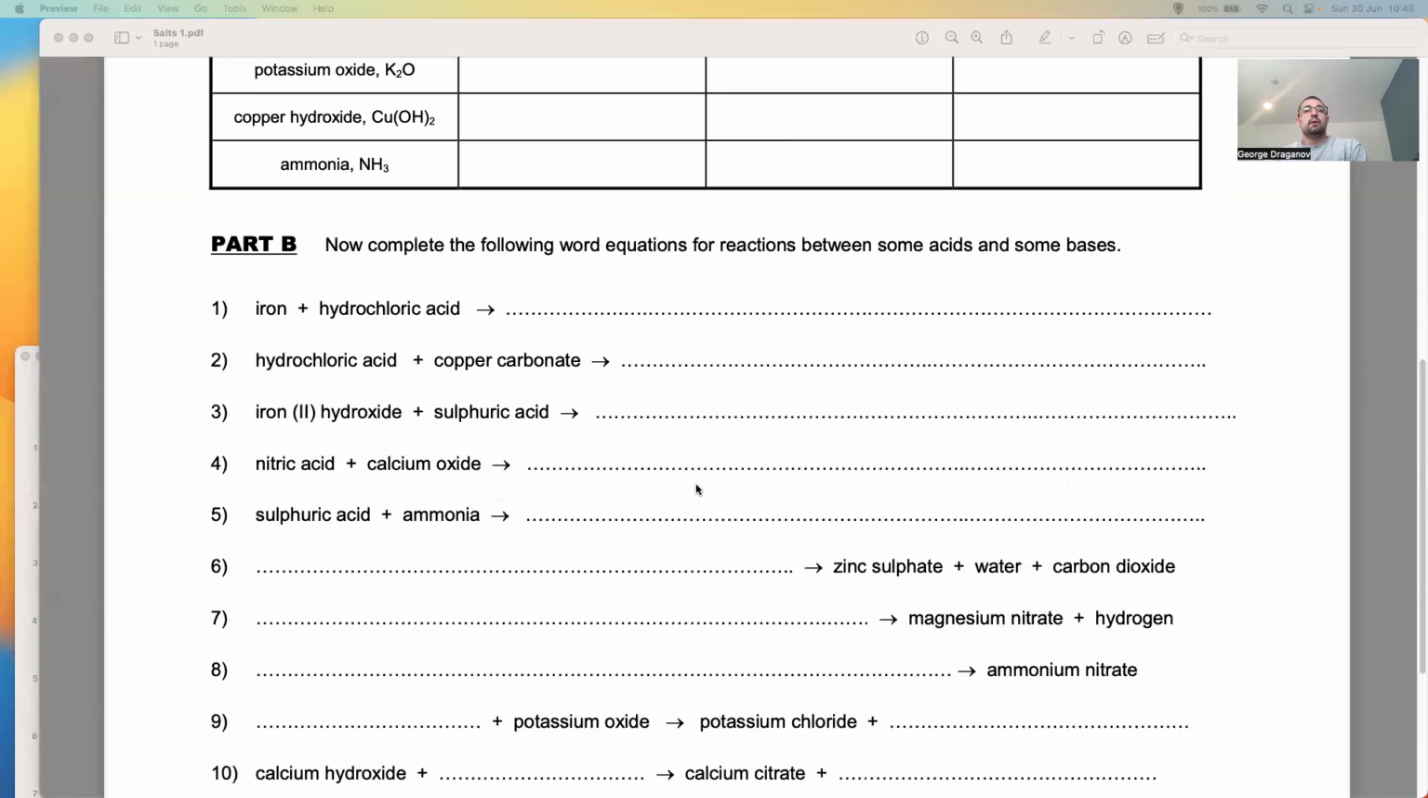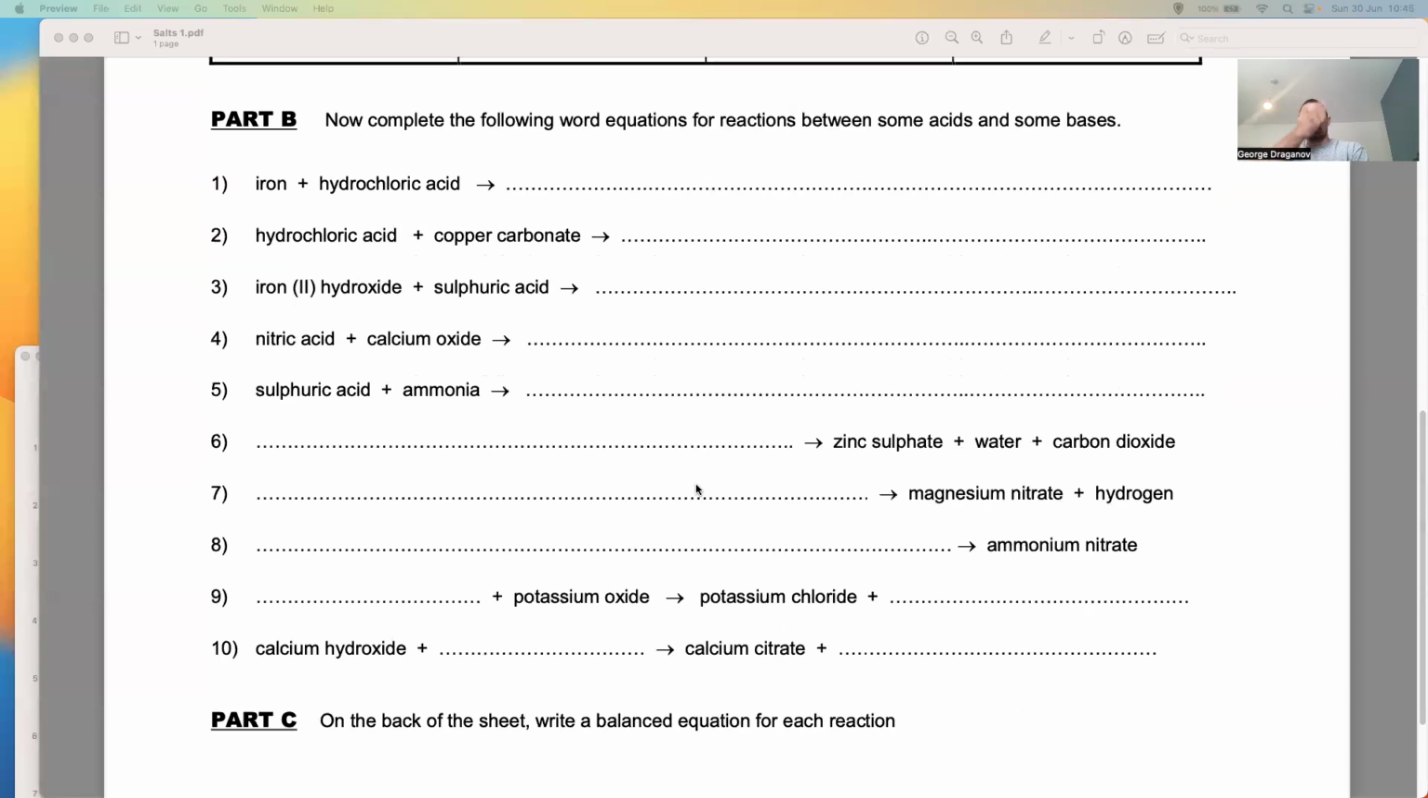Now in part B, we actually have to write some products. So I'm just going to go over about 4 examples. You need to recognize firstly what is reacting. So the first one is metal plus acid. So it makes salt plus hydrogen. Iron chloride plus hydrogen. Don't say stuff like iron hydrochloride or stuff like that. It's just wrong. Here we have an acid plus a metal carbonate. So I know I need carbon dioxide gas.